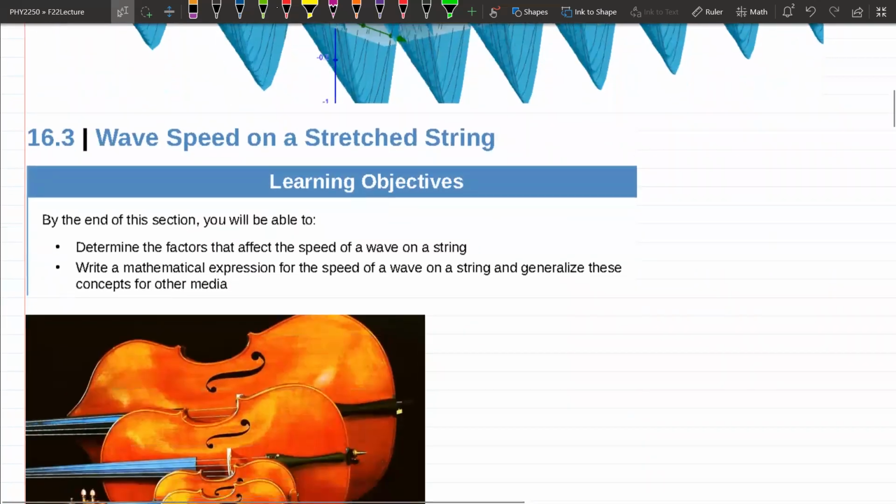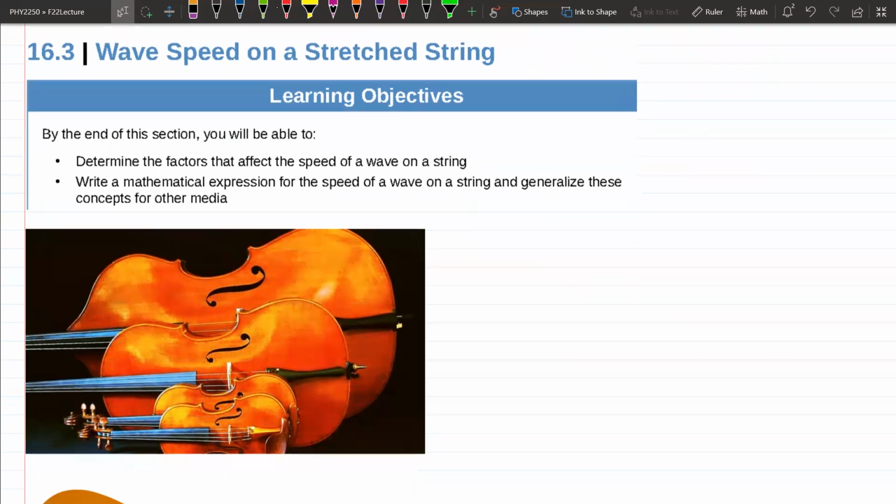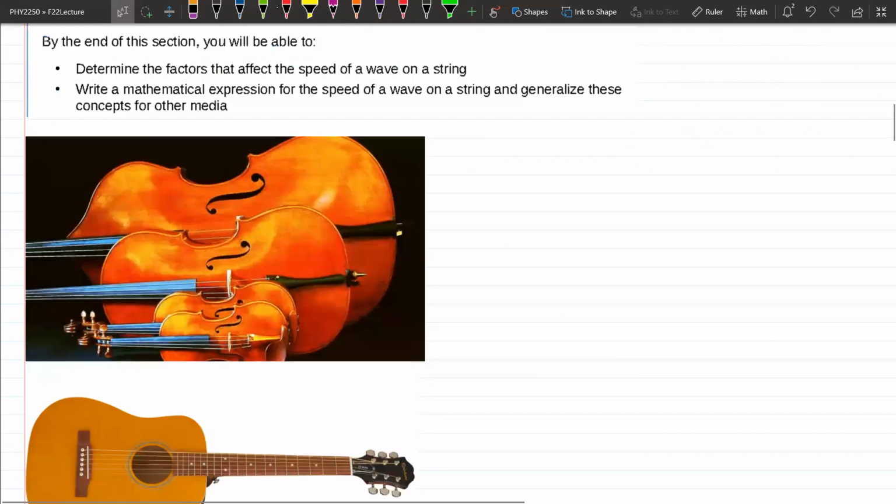Today, we're gonna try to figure out how to calculate the speed of waves if we don't know what the wavelength and the frequencies are. Specifically, we're gonna try to calculate the wave speed on a string, okay?